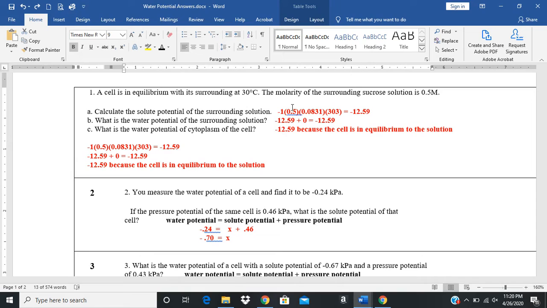Now, the next question, a little tricky. They asked what was the water potential of the cytoplasm of the cell. Now, the cell's already in equilibrium. So because the cell's in equilibrium, we know that the cell has to have the same water potential as the surrounding solution.